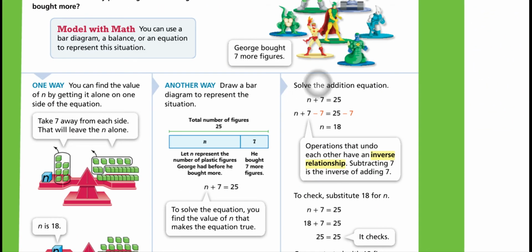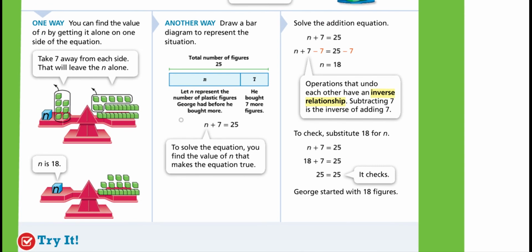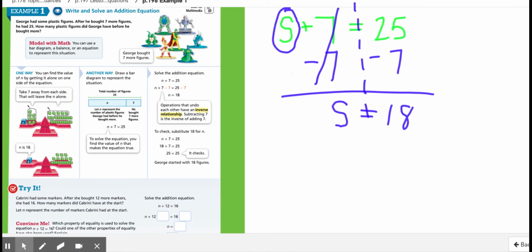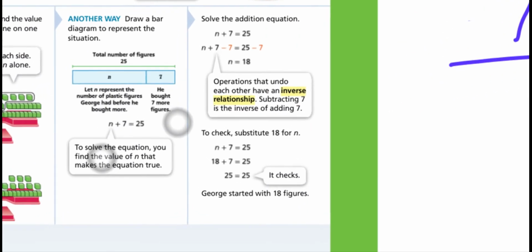One way we could solve this, it says, one way you can find the value of n is by getting it alone on one side of the equation. So that's what we did actually. We took 7 away from both sides, right? We had a number plus 7 equals 25. We took 7 away on the left and 7 away on the right. That gave us the unknown value for S. So S equals 18. They just represented their unknown value with the letter N.